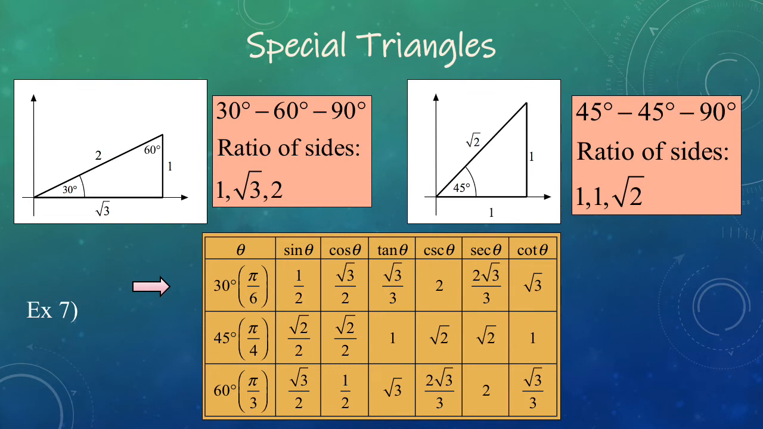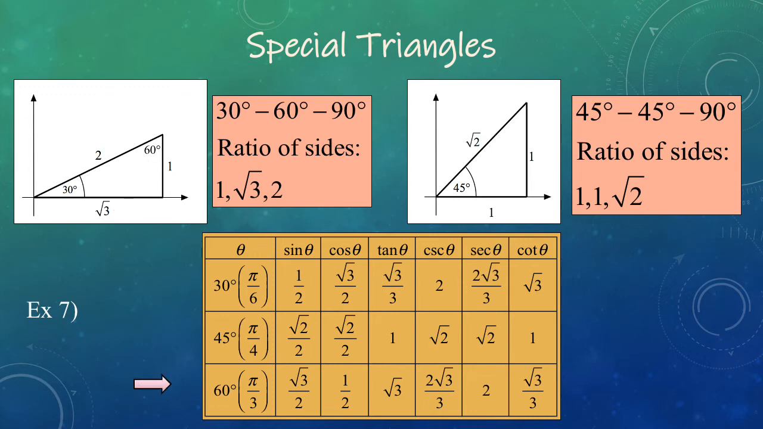For 45 degrees or pi over 4 radians, the sine of 45 and the cosine of 45 degrees are the same, 1 over the square root of 2 or root 2 over 2. The tangent of 45 degrees is 1. The cosecant of 45 and secant of 45 are both the same, square root of 2, while the cotangent of 45 degrees is 1.